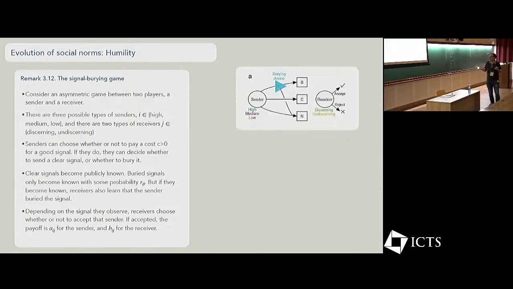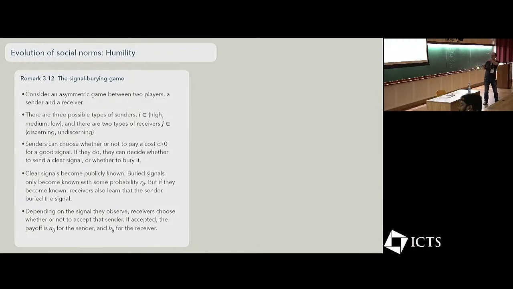All right. And the last step then is that receivers would see the signal that you send, and then only based on the signal, they would decide whether they accept you as a partner or not. And the rule here is that the payoffs would in general be AIJ for the sender, since it depends on my type and the receiver's type. And the payoff is BIJ for the receiver, so it also depends on the sender's type and on the receiver's type.